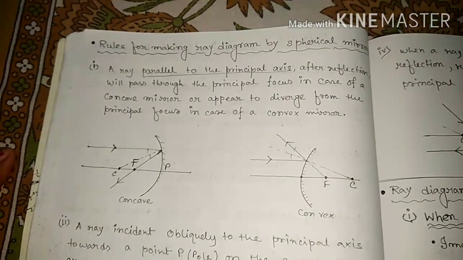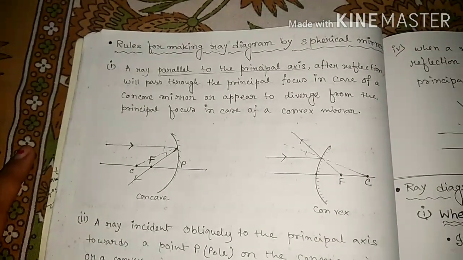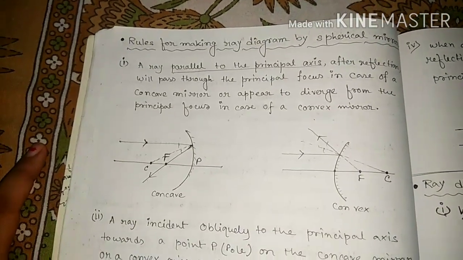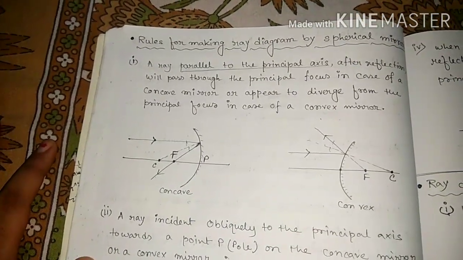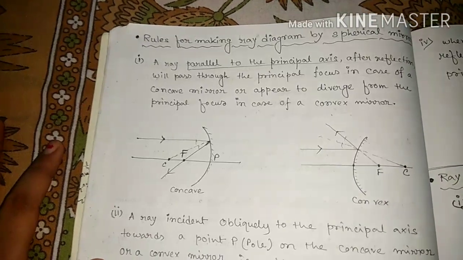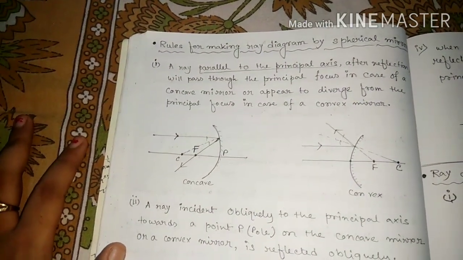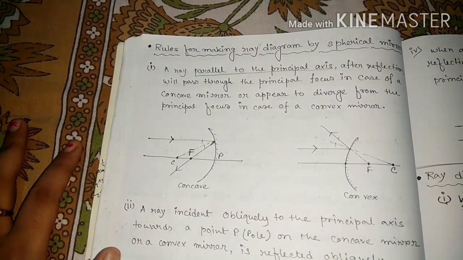They will help us when we draw ray diagrams in the case of a concave mirror and also a convex mirror. In the next video, we will discuss the ray diagrams for images formed by a concave mirror and convex mirror, and the uses of concave and convex mirrors.